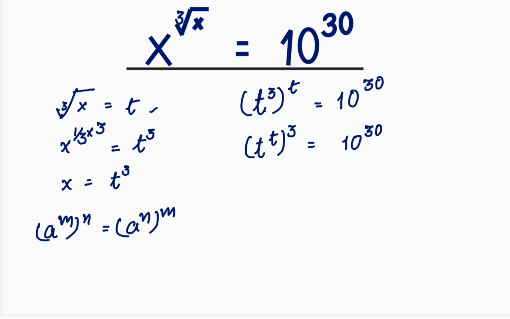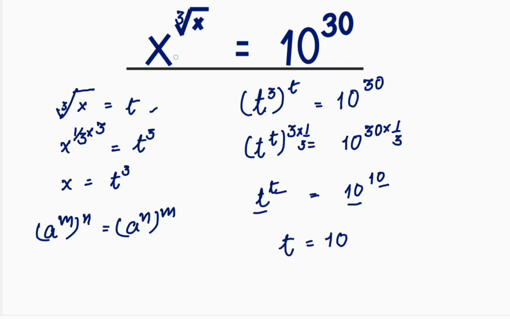Now take the cube root on both sides. That means simply multiplying the power by 1/3 here and here also by 1/3. This will become t raised to the power 3, and 3 and 3 will cancel out. And here 10 raised to the power 30 divided by 3, that means 10. If you compare base and exponents, they are both the same. That means your t is equal to 10.